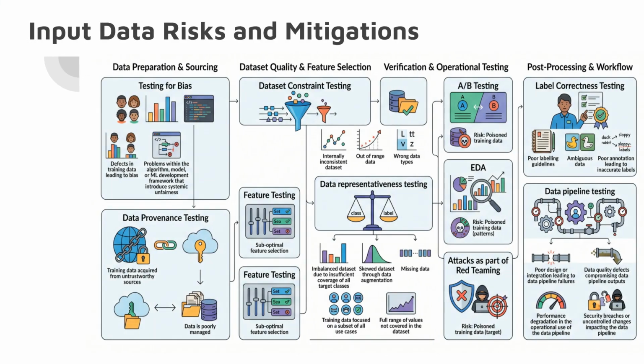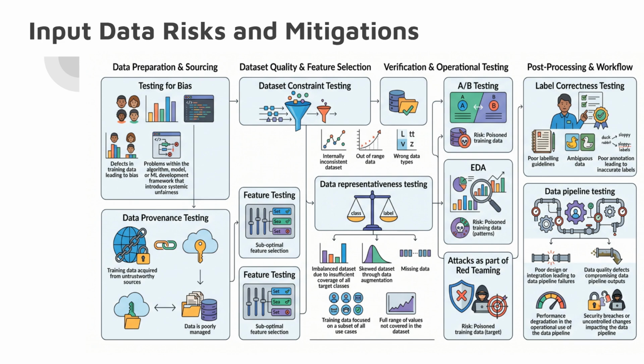Mitigations and input data risks. Testing for bias: defects in the training data leading to bias; problems within the algorithm, model, or ML development framework that introduce systemic unfairness. Data provenance testing: training data acquired from untrustworthy sources; data is poorly managed. A/B testing. Poisoned training data. Data provenance testing. Poisoned training data. EDA. Poisoned training data.